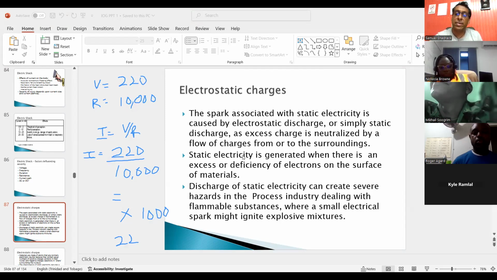Static electricity is generated when there's an excess or deficiency of electrons on the surface of materials. Discharge of static electricity can create severe hazards in the process industry dealing with flammable substances, where a small electrical spark might ignite explosive mixes. Two of the chapters in this course are headed up as process safety.